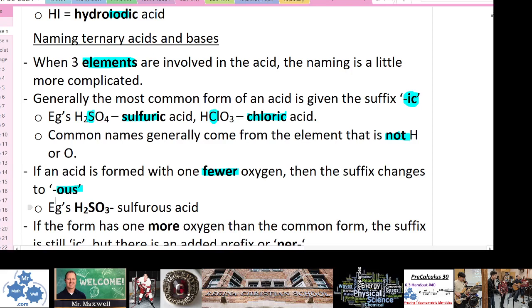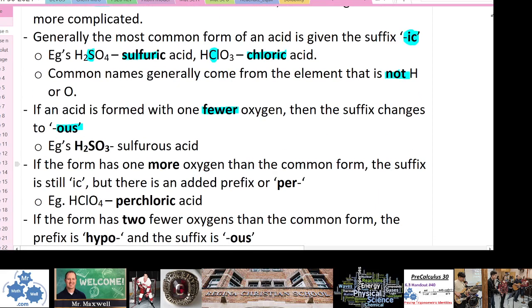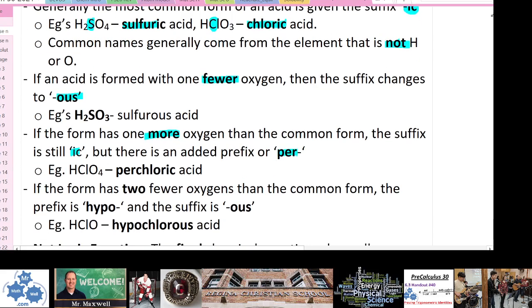So sulfurous acid. If the form has one more oxygen than the common form, the suffix is still ic, but there is added a prefix that is per, P-E-R. So HClO3 would be, right up here, chloric acid. You see that? Chloric acid. So if we had HClO4 as an acid, that's perchloric acid, with the per at the beginning. Perchloric.